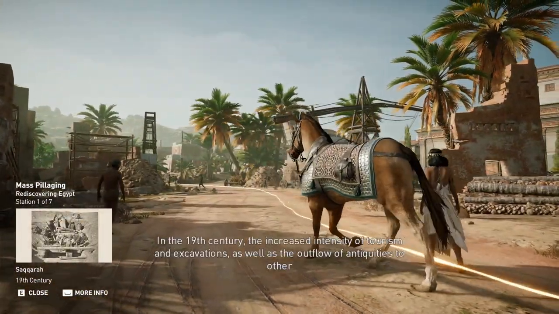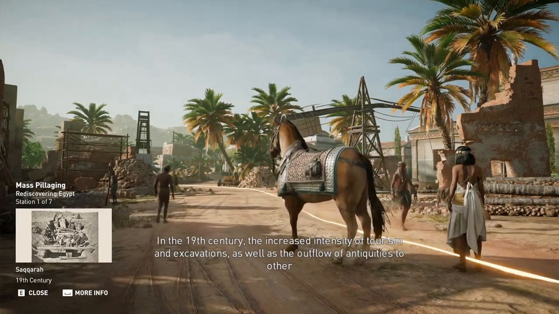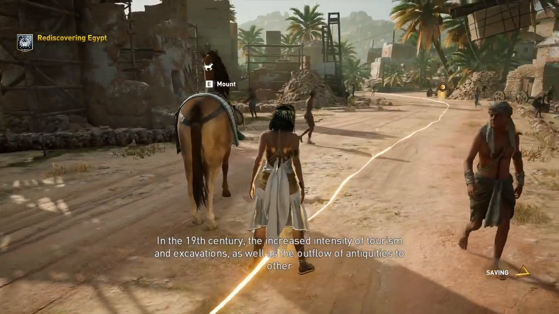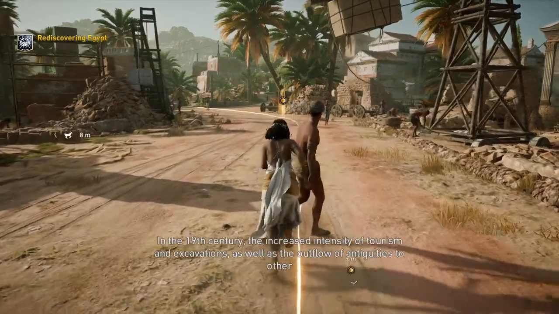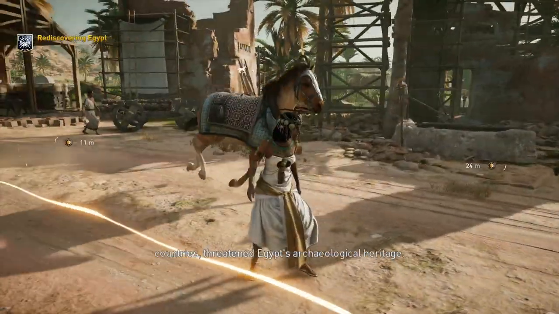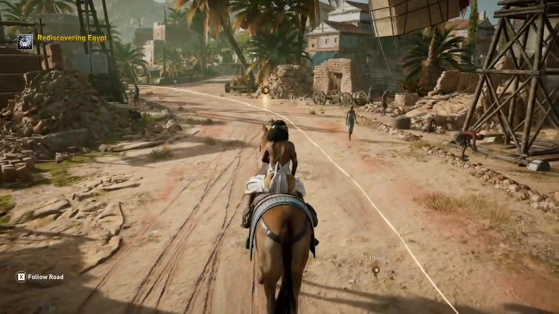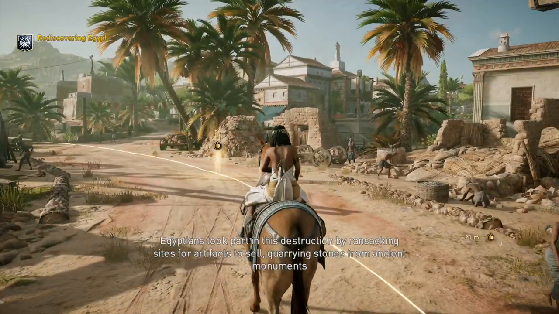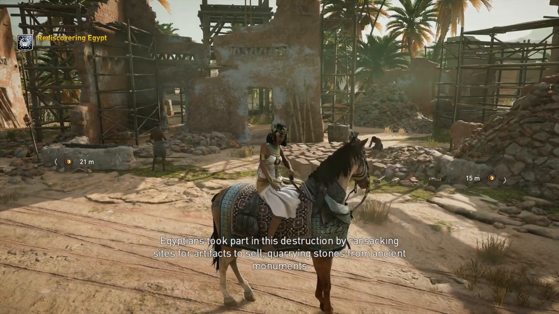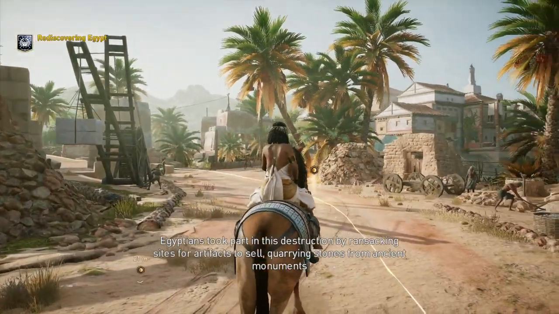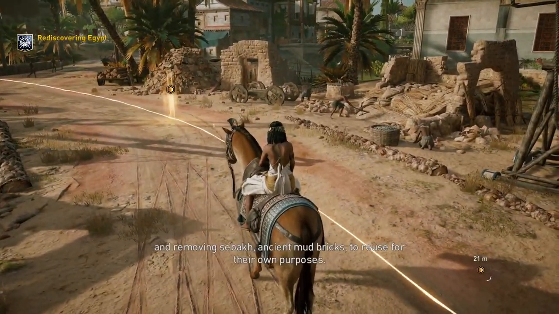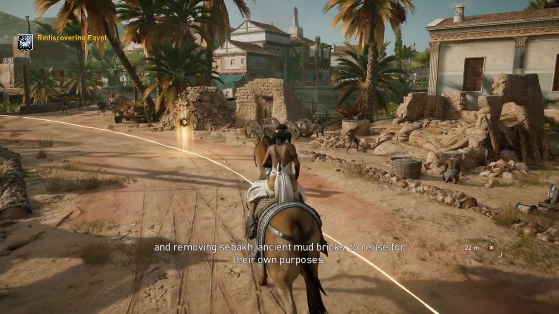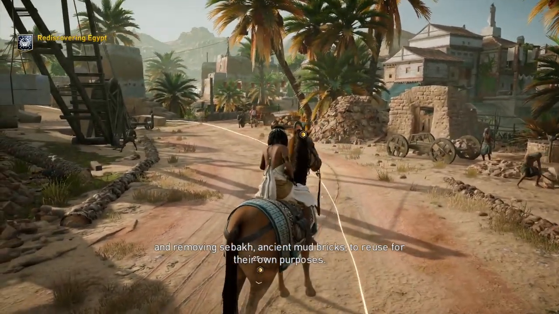In the 19th century, the increased intensity of tourism and excavations, as well as the outflow of antiquities to other countries, threatened Egypt's archaeological heritage. Egyptians took part in this destruction by ransacking sites for artifacts to sell, quarrying stones from ancient monuments, and removing sebak, ancient mud bricks, to reuse for their own purposes.